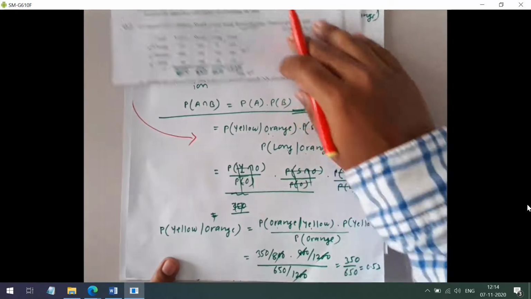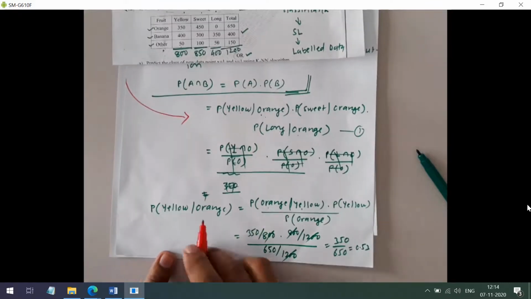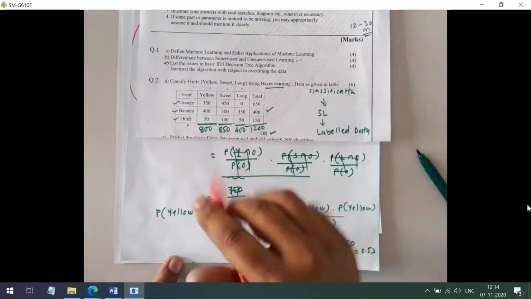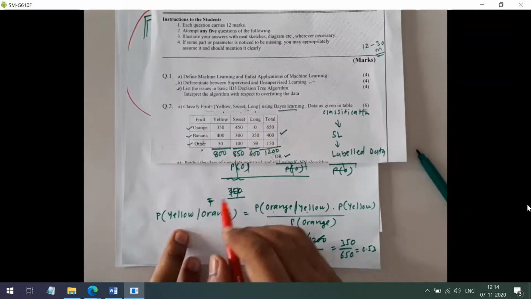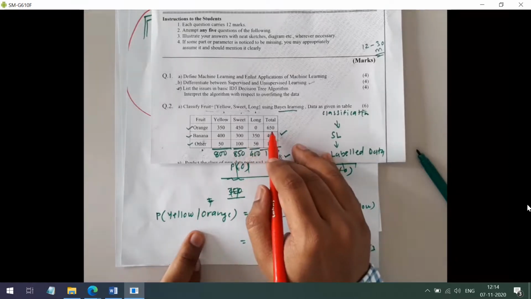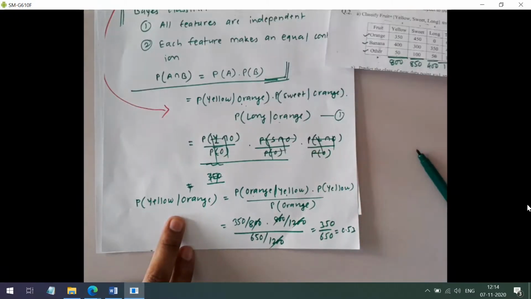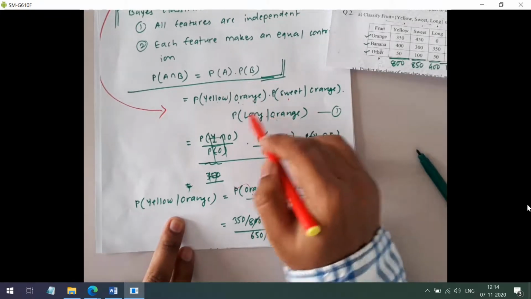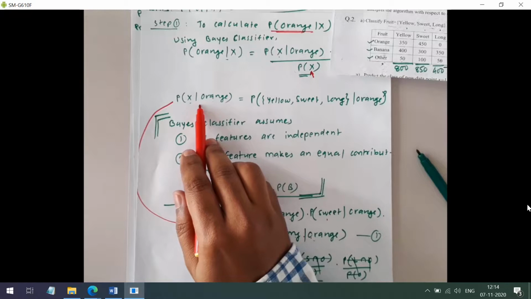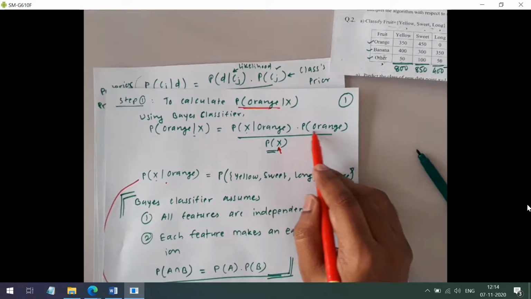So here, first we are finding the probability of yellow given orange. Using our shortcut technique, we can calculate it using the interpretation: how many oranges are there, 650, and out of that how many yellow are there, 350. So it is directly 350 divided by 650. In this way you can calculate these three probabilities, multiply them, and that will be the probability of this term. Then we have to find the class prior probability.